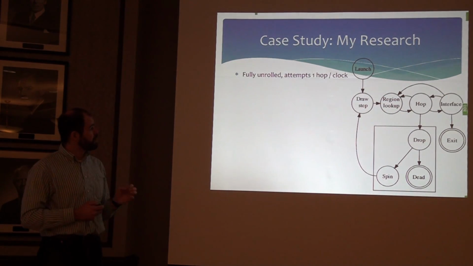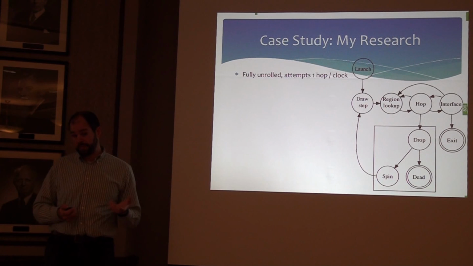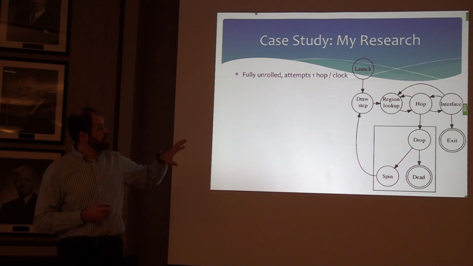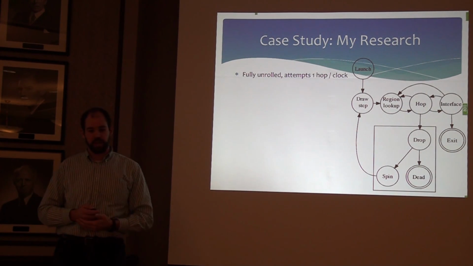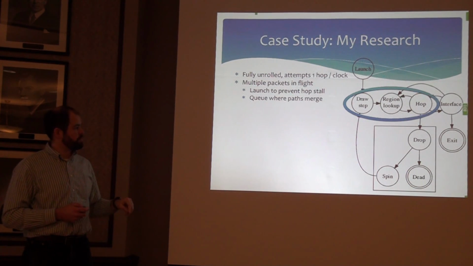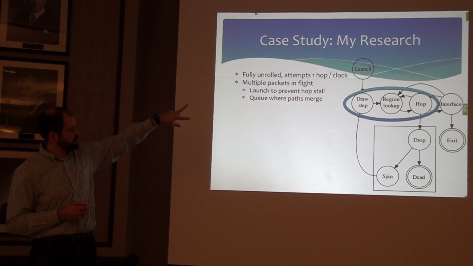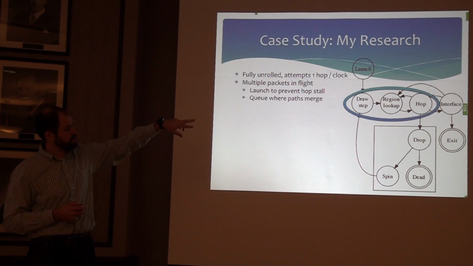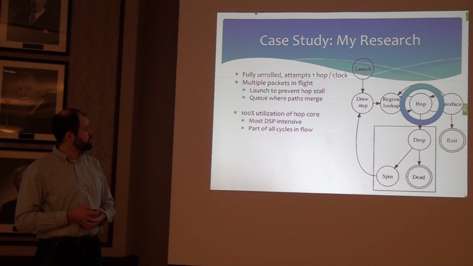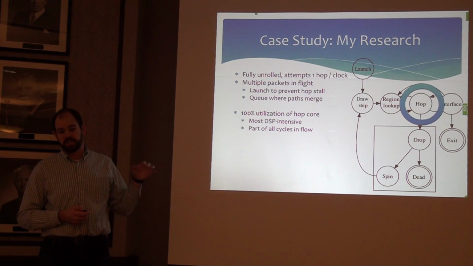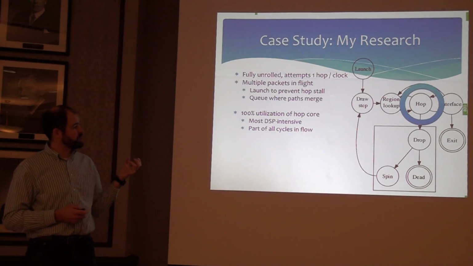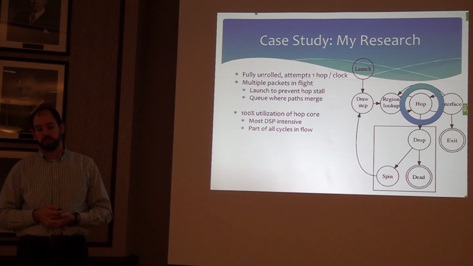So what I did is I took this and I put it on FPGA. So going back to this pipeline, I took this, it's basically fully unrolled. It attempts one hop every single clock cycle. And where there's branching of the data flow, you can see you've got two things that go into step, and then three things that go into region lookup. I just queue it up, with the goal being 100% utilization of the hop core, because that's the one that actually takes the most DSP resources, and it's also part of all the different cycles in the control flow there.